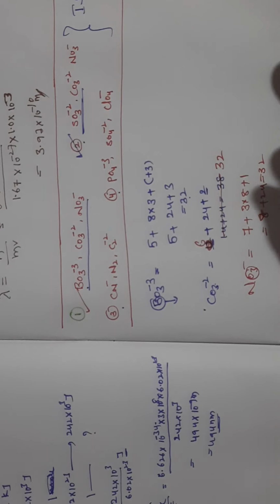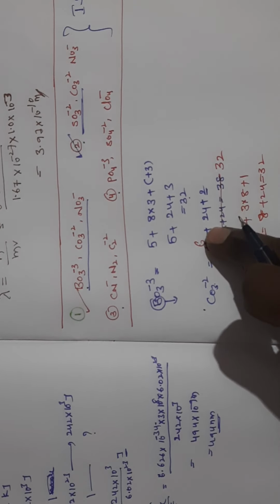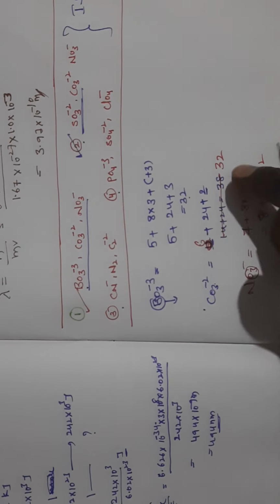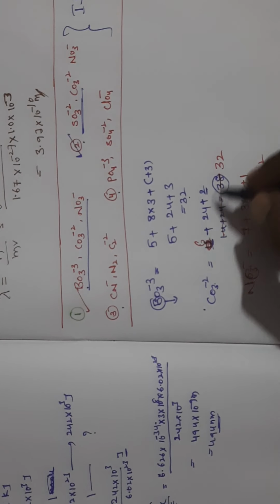This is not isoelectronic. So here I made a mistake. Carbon atomic number is 6, I took 12, so that's why I got 38. If you take 6, you will get 32.